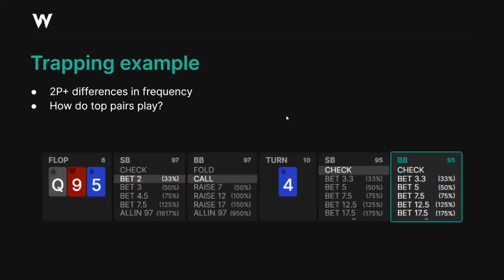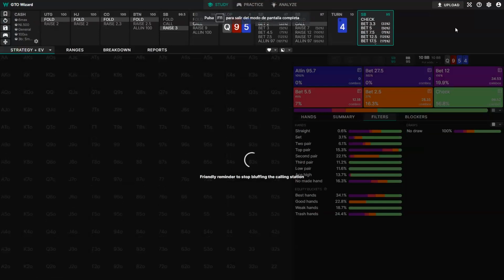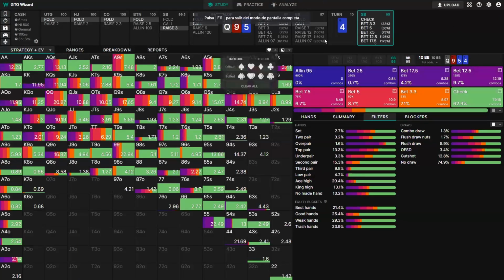So we're going to look at an example. Blind versus blind, Queen 9-5 rainbow. It's going to be a c-bet on flop, call, and then we're going to get to a turn and see how both players approach that scenario. We're going to look at 2 pair plus, we're going to look at top pairs. In general, we're going to look at how value is approaching the situation. So here we are. Again, c-bet flop, call. Now we're on the turn.